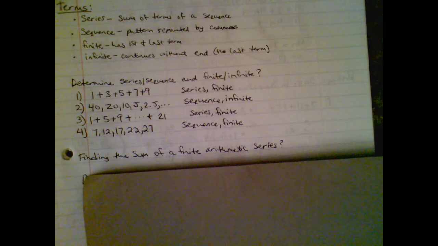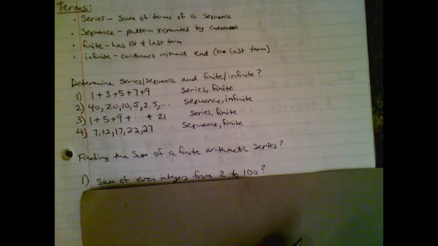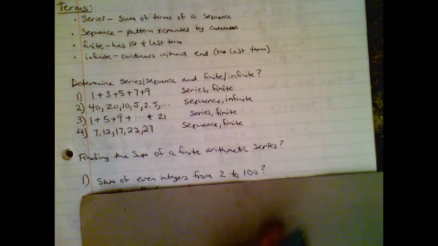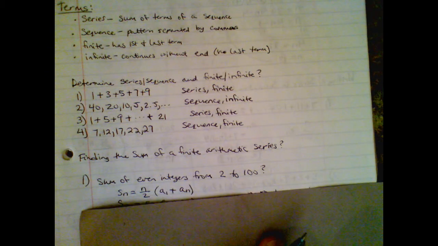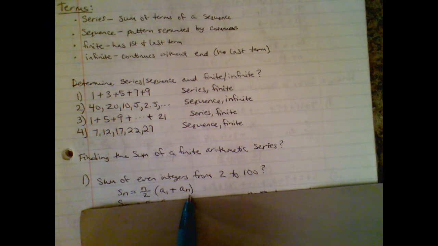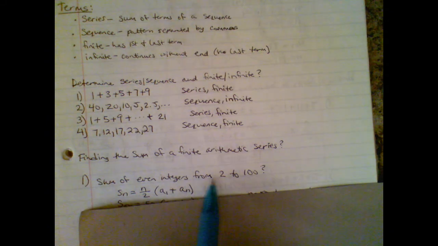Alrighty, now we're going to find the sum of an arithmetic series. It says, find the sum of the even integers from 2 to 100. With this being said, we want to use our sum formula. So we have S sub n equals n divided by 2 times a sub 1 plus a sub n. If we're going from 2 to 100, think of how many even numbers are between 2 and 100. Half of them are even, half are odd, so there are 50 even numbers. That means our n is going to be 50.